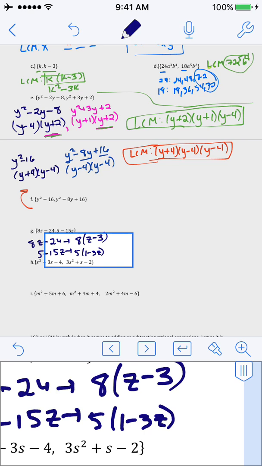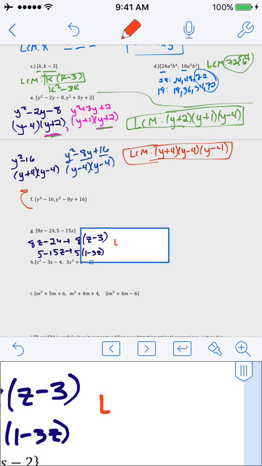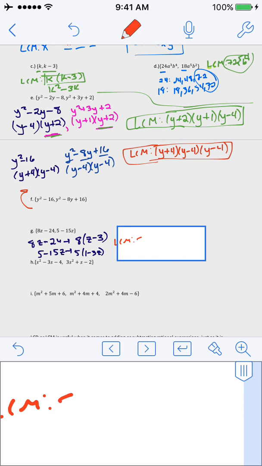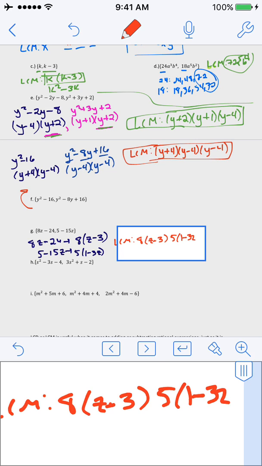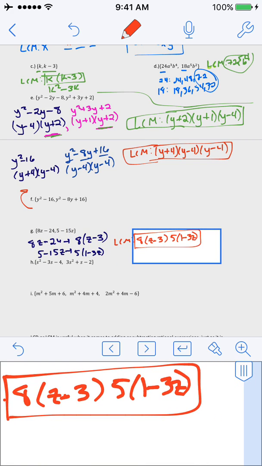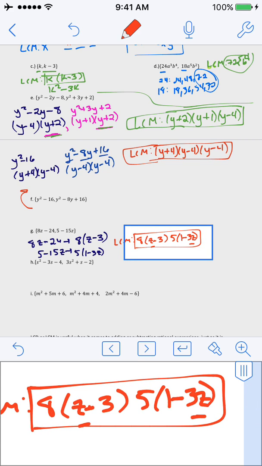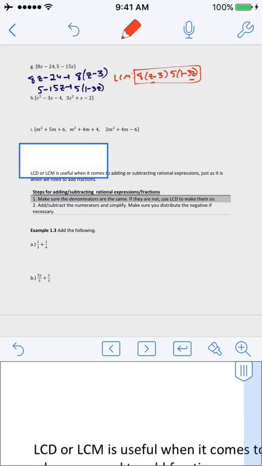These guys don't have virtually anything in common. That's okay, right? It just means their LCM is going to be one of each. So 8 times z minus 3 and 5 times 1 minus 3z. Alright, this problem was trying to be super tricky, making those look very similar, but since the z is in the other part, right, it's definitely not the same thing, right? But we're smarter than that, so we didn't fall for the trick. It's one of each piece. Let's do another one.